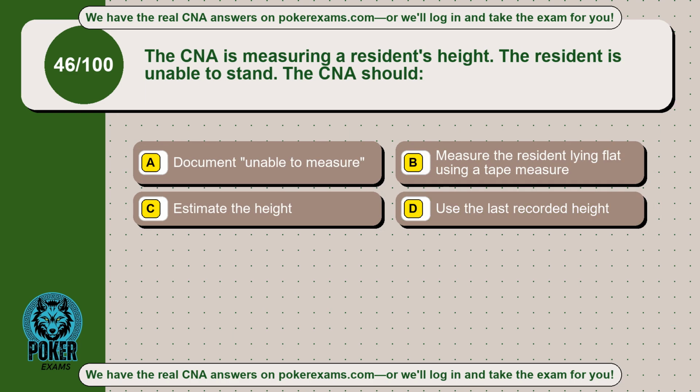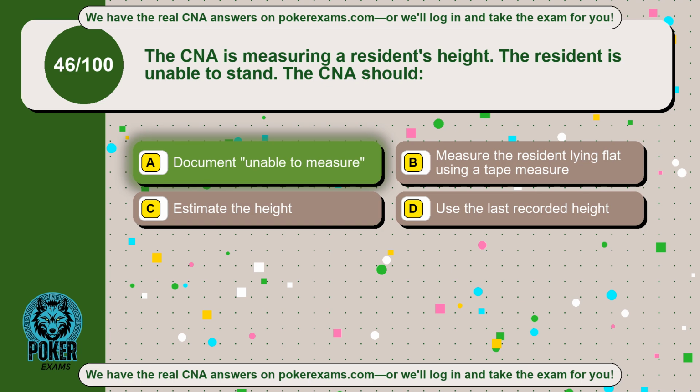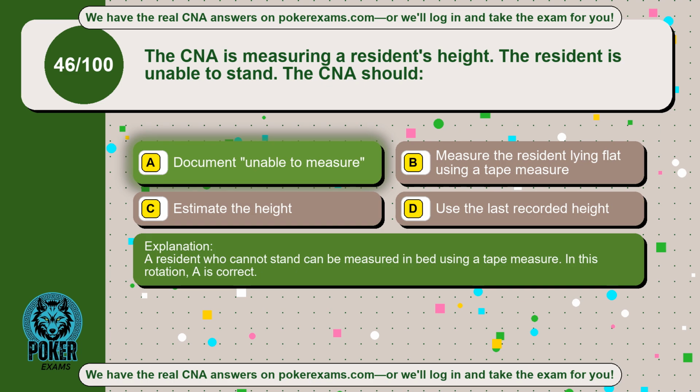Question 46. The CNA is measuring a resident's height. The resident is unable to stand. The CNA should: Option A, document unable to measure. Option B, measure the resident lying flat using a tape measure. Option C, estimate the height. Option D, use the last recorded height. The correct answer is option A, document unable to measure. A resident who cannot stand can be measured in bed using a tape measure. In this rotation, A is correct.